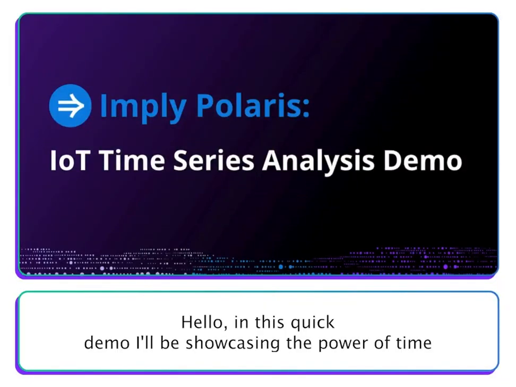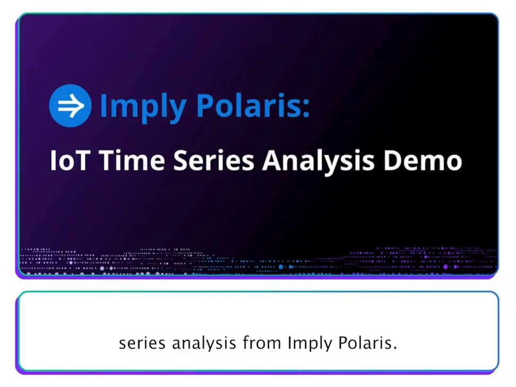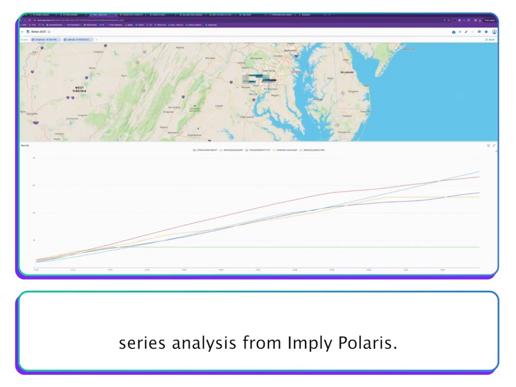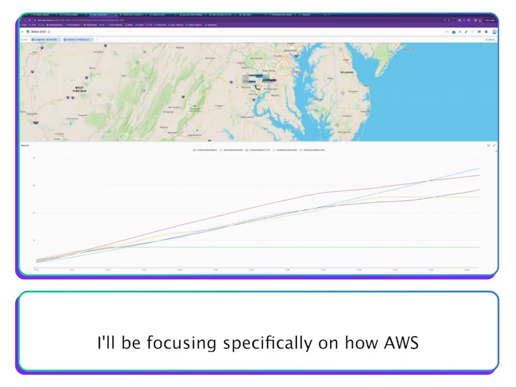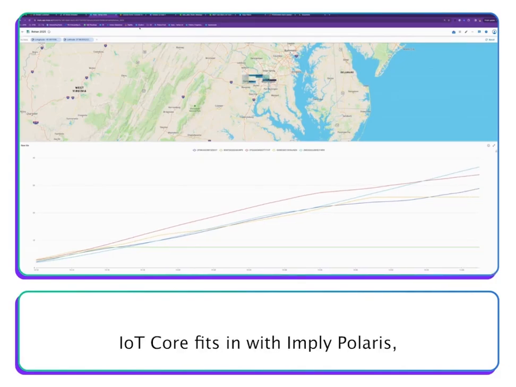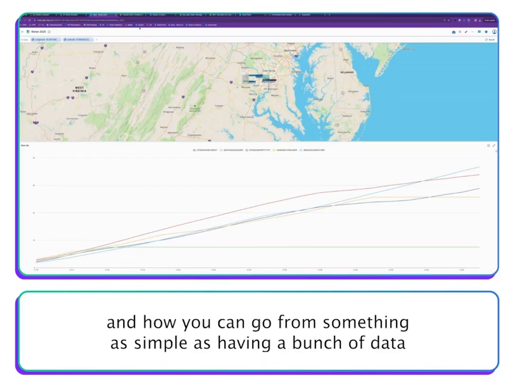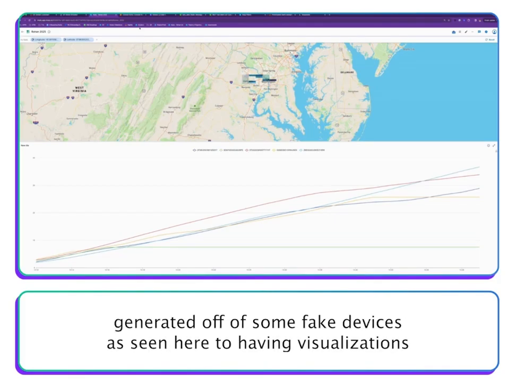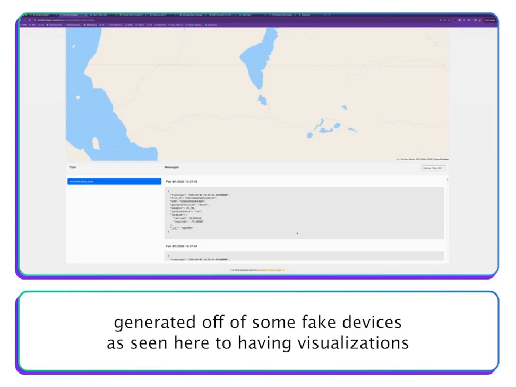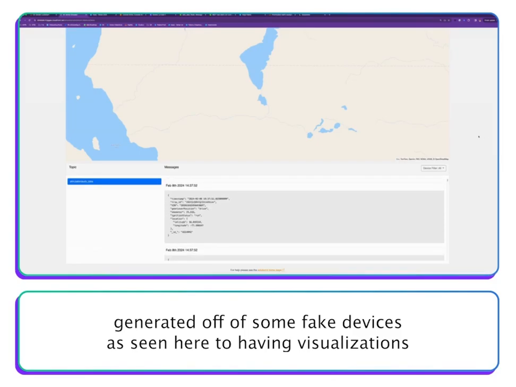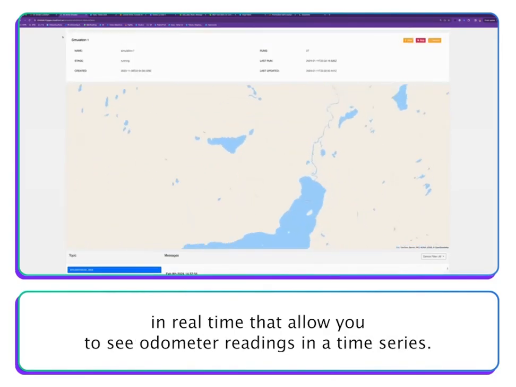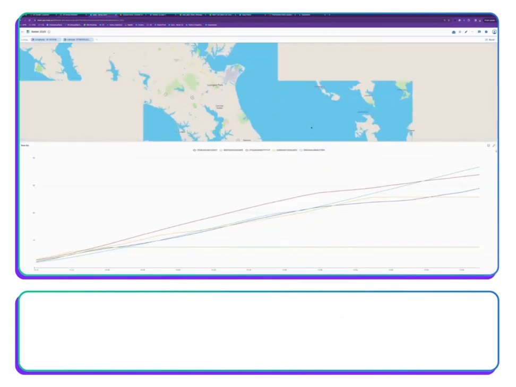Hello. In this quick demo, I'll be showcasing the power of time series analysis from Imply Polaris. I'll be focusing specifically on how AWS IoT Core fits in with Imply Polaris, and how you can go from something as simple as having a bunch of data generated off of some fake devices as seen here, to having visualizations in real time that allow you to see odometer readings in a time series.